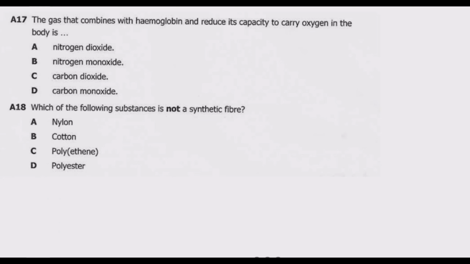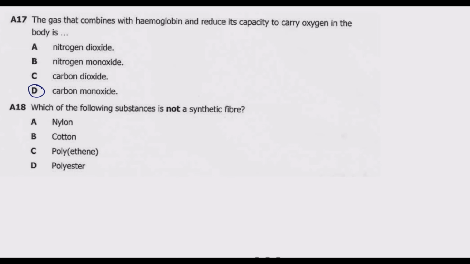We look at question 17. The gas that combines with hemoglobin and reduces its capacity to carry oxygen in the body is? We have nitrogen dioxide, nitrogen monoxide, carbon dioxide, then carbon monoxide. So this one is carbon monoxide, because we know that carbon monoxide causes suffocation.